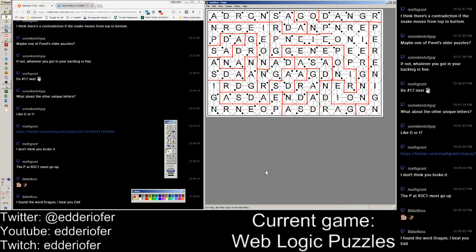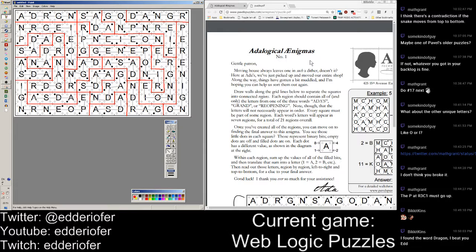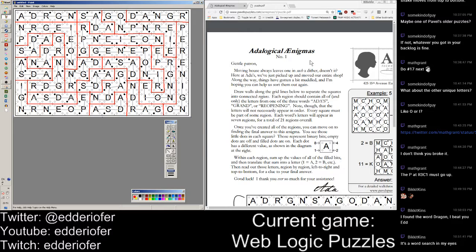Joke's on you, Bickett. I found the word dragon earlier. And then I ignored it because this isn't a word search. Right, so I've finally done that. Now for the extraction. Yes, sum up the value of all of the filled bits, translate that sum into a letter, read the letters region by region, left to right, and top to bottom. Okay. Good God. Yeah, no, I'm not going to do the extraction. It's just way too annoying.